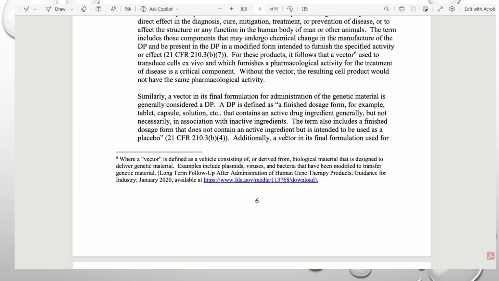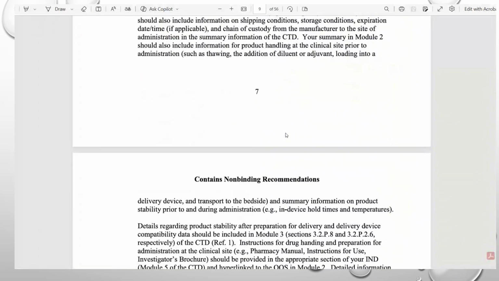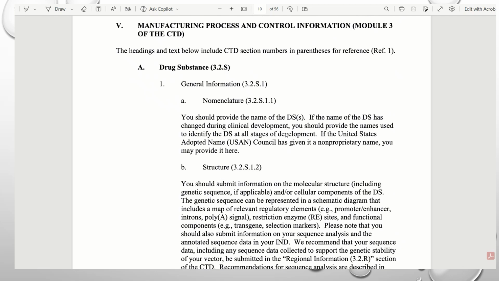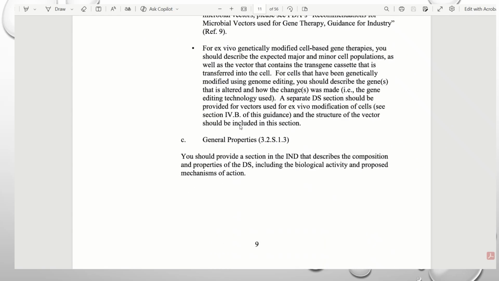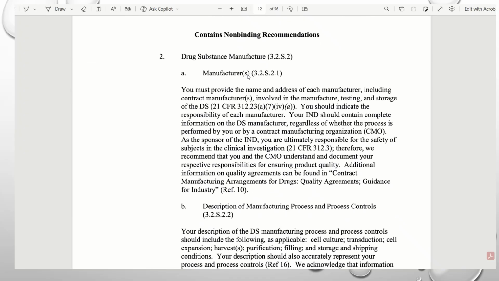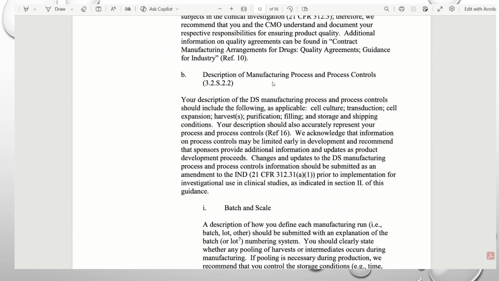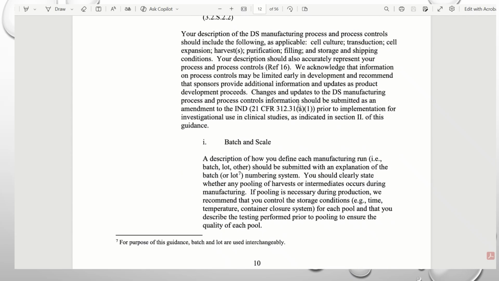So the presentation of information, as you can see, if you have seen my thing, it's in line with the common technical document. The information is the same format, so you have your general information: nomenclature, structure, and general properties. And then you have your manufacturer. So you have your manufacturer, S.2.1, S.2.2, your description of manufacturing process and process controls.